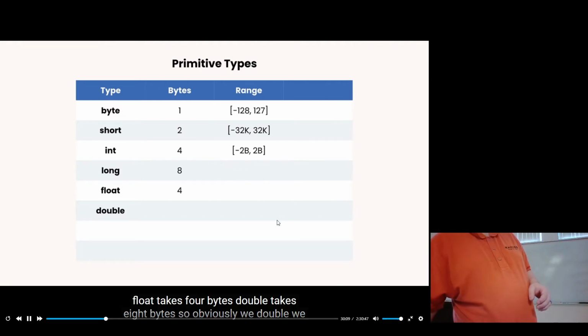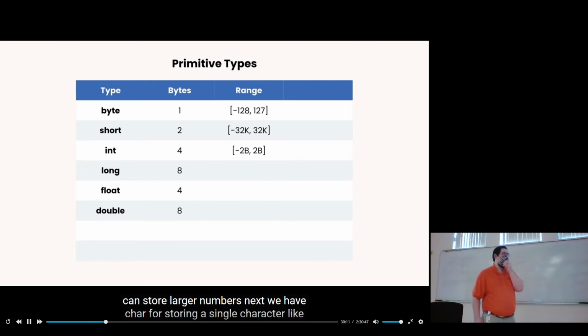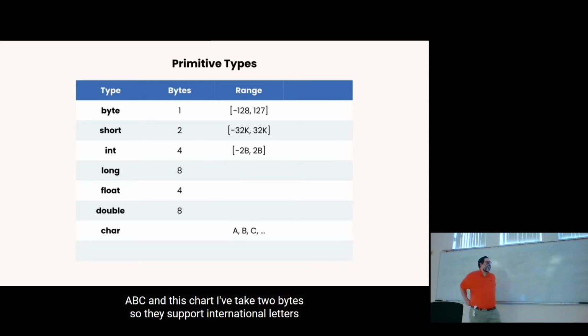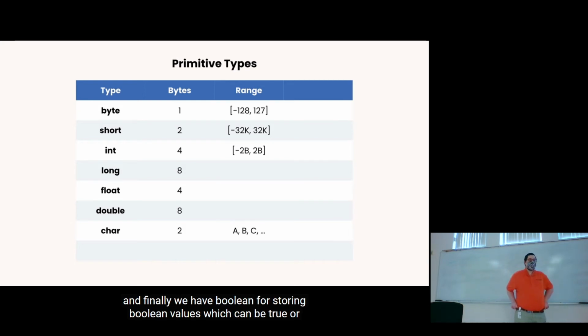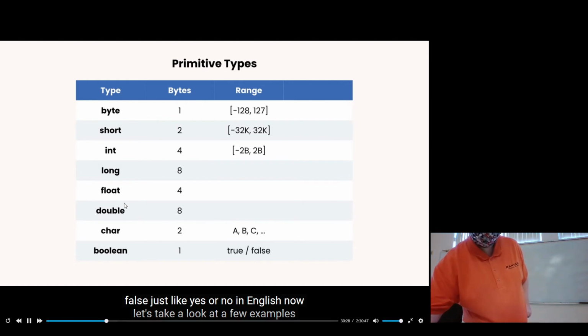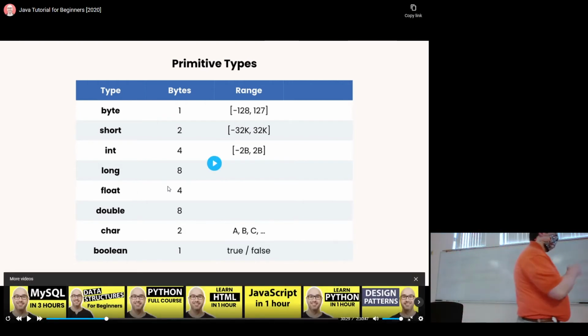4 bytes, double takes 8 bytes. So obviously with double, we can store larger numbers. Next, we have char for storing a single character like A, B, C. And these char types take 2 bytes, so they support international letters. And finally, we have Boolean for storing Boolean values, which can be true or false, just like yes or no in English.